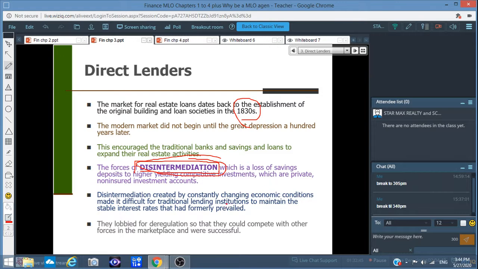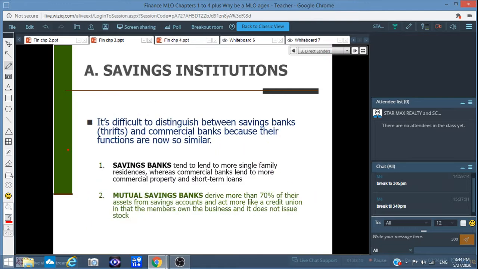So, they lobby to deregulate and they could compete with other forces in the marketplace, okay? 叫政府, right? 我不可以只有做一件事啊, right? 其他人做这么多, 我们没有这个竞争力了, okay? We're not competitive if you don't let us do other stuff. So right now it's tough to see what banks do what because they could do everything. Okay.